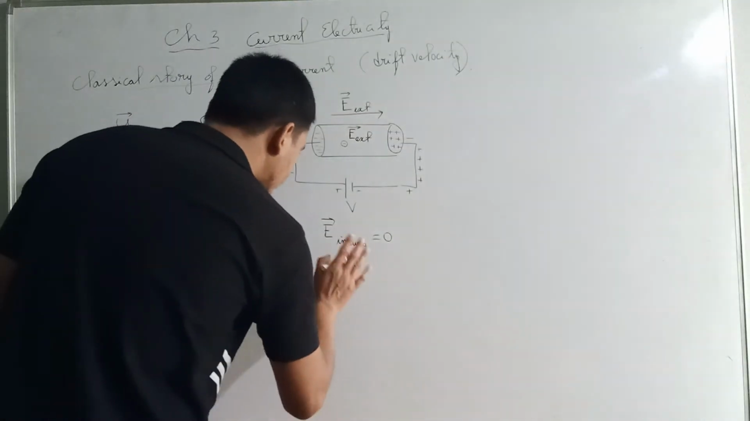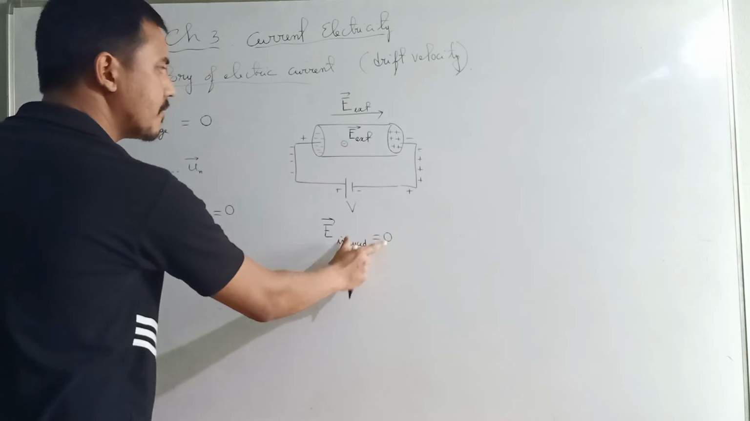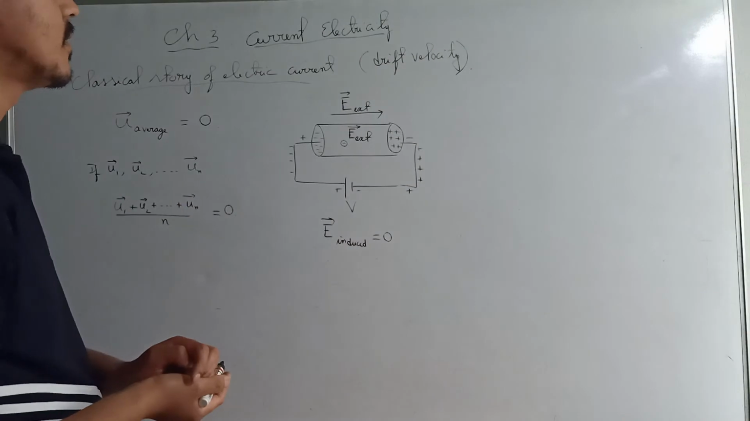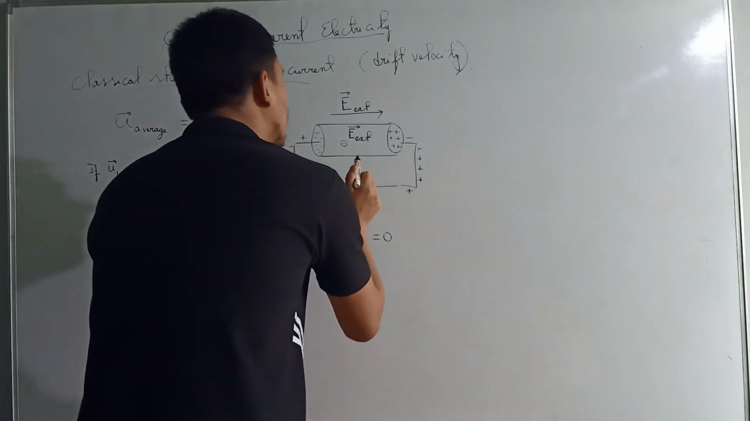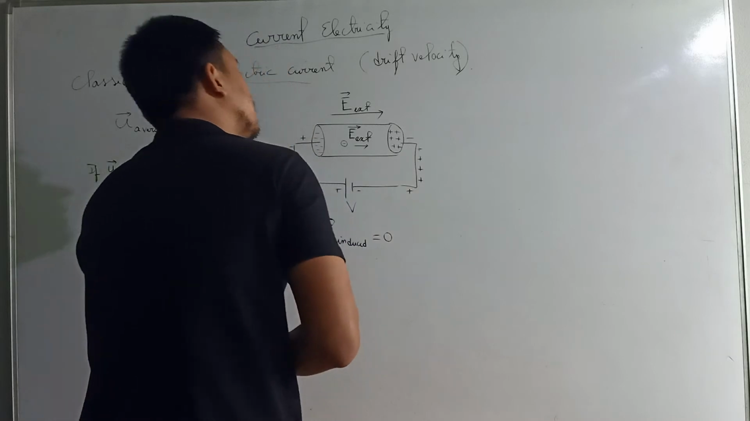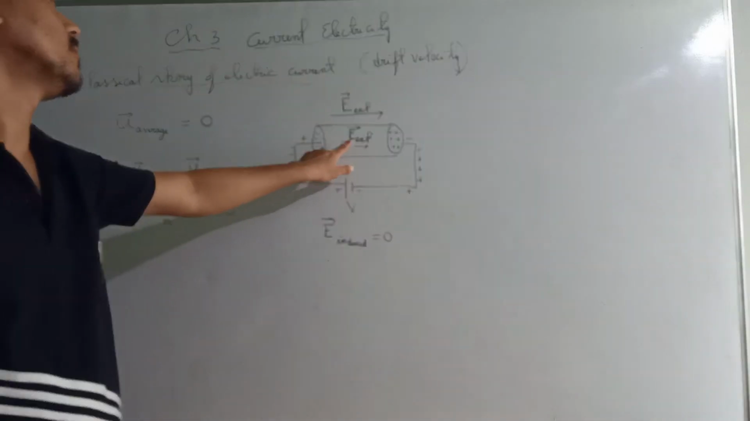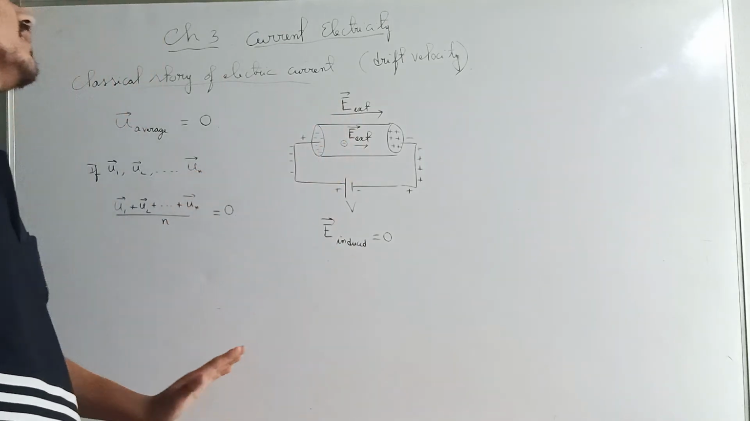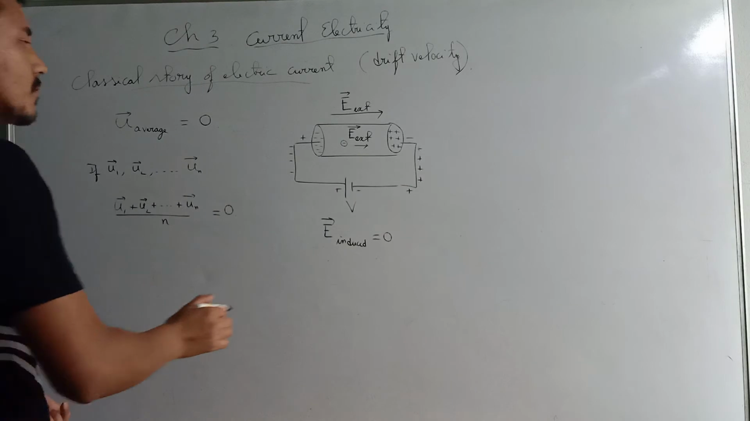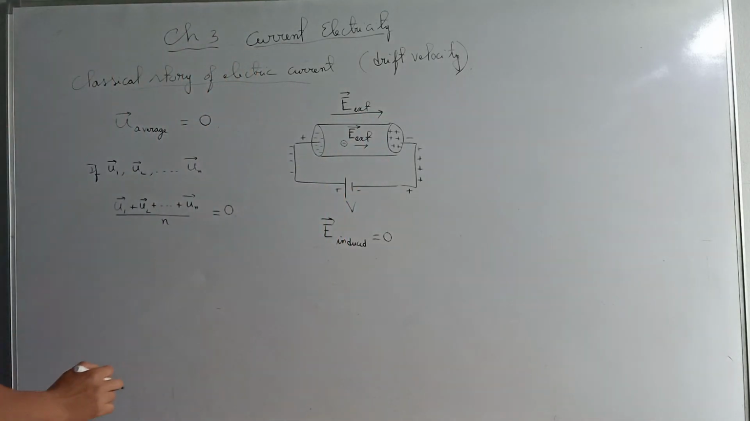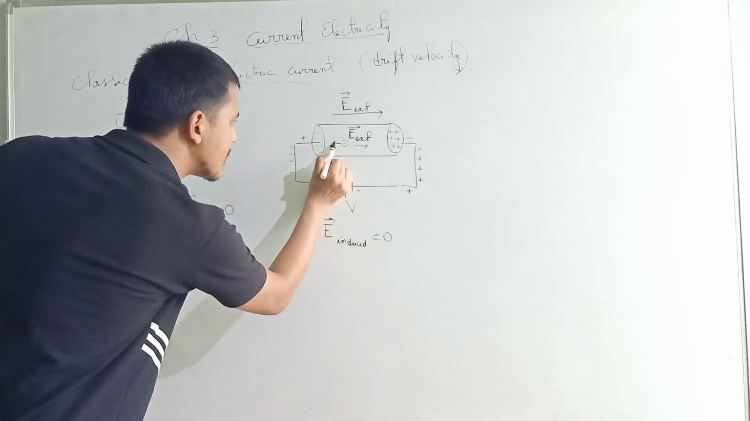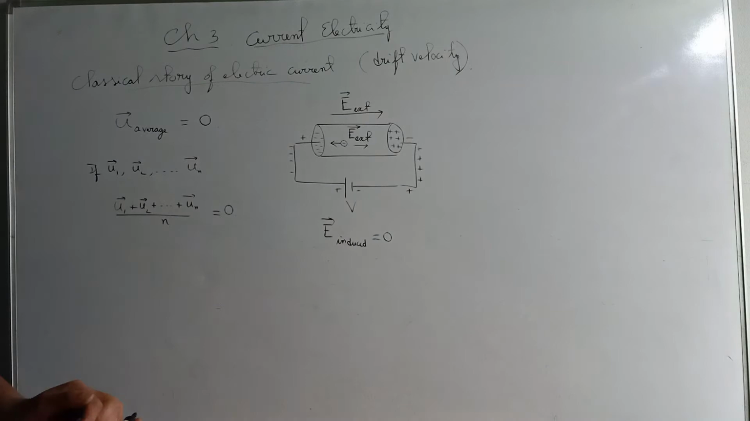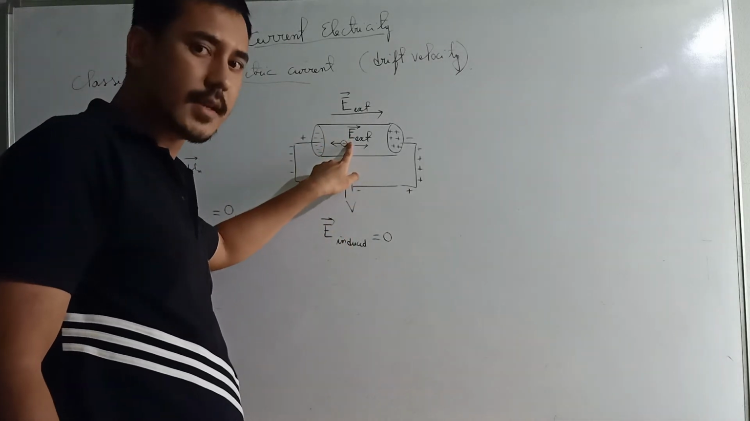Now, this time the induced electric field inside the conductor will be 0, so the net electric field inside the conductor will not be 0. The electric field that is produced inside the conductor will be this external electric field. Now, due to this external electric field, the electrons experience a force, and they move in a direction opposite to that of the external electric field, right?